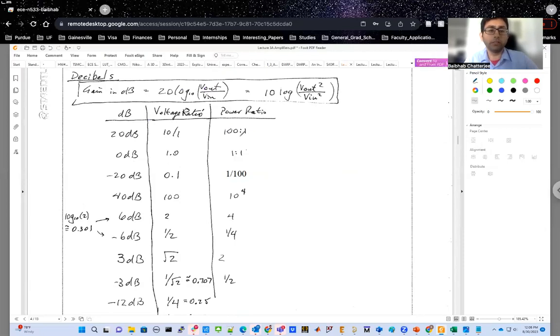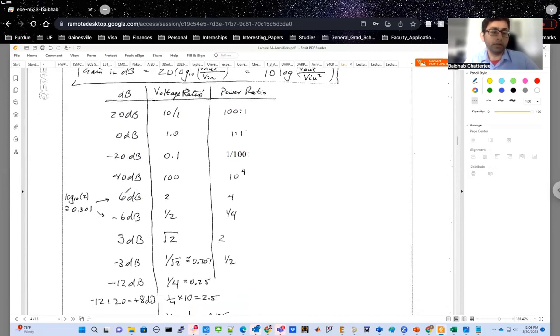Similarly, for power ratio, this has to be 100:1, as you see from the power plot as well. The equation in terms of power is basically 10 times log base 10 of power output over power input. So that's why the 20 dB is basically a power ratio of 100, or 10 squared. 0 dB is 1:1 in terms of voltage ratio and power ratio both. Minus 20 dB is a 0.1 voltage ratio or 1/100 power ratio.